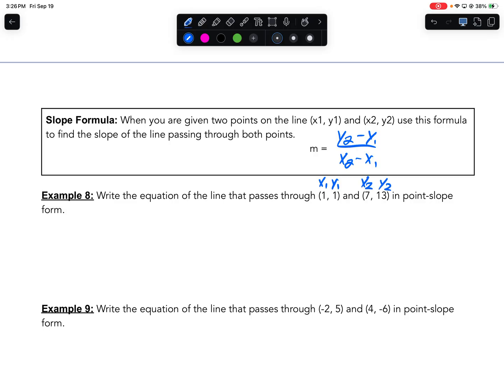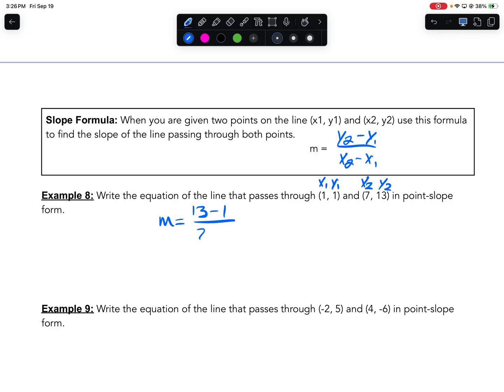So all I think about instead of remembering that formula is I subtract second y minus first y. So if it helps you to label those points like that, go for it. If I were doing this problem on my own, I would not label it. But, you know, if it helps you, who cares? Do it. 13 minus 1, right? That's subtracting the second y minus first y.